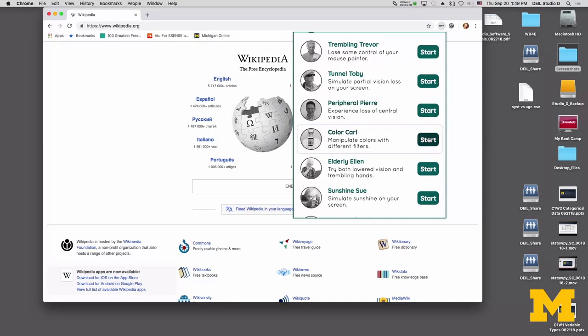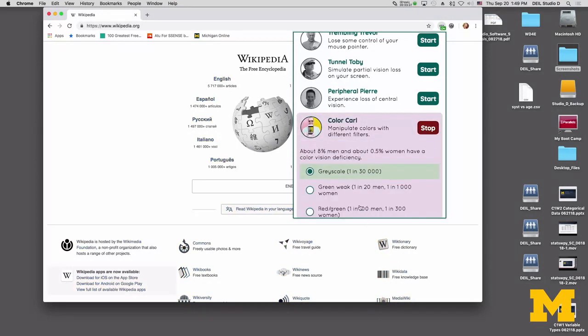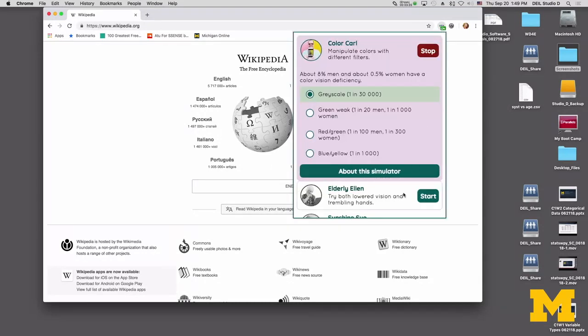Color Carl is pretty common. This is just the idea of how your page looks if we were to get rid of all the colors. Are you using color? Let's go ahead and do this one. So this is grayscale. I'm going to click in here. You can also look at green, take away a lot of the green. You've got the red and green, the blue and yellow, and they include some statistics that basically 1 in 1,000 people have trouble with this color combination, or 1 in 100 men or 1 in 300 women have problem with the red-green. So test your site to make sure that color isn't conveying something important.